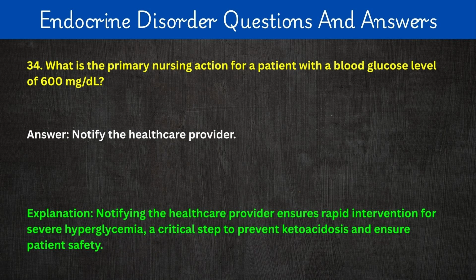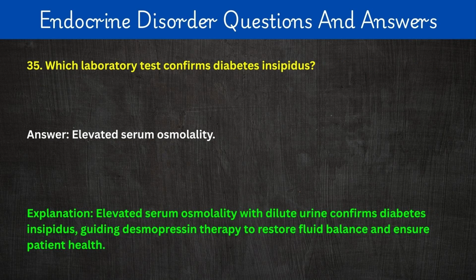34. What is the primary nursing action for a patient with a blood glucose level of 600 milligrams per deciliter? Answer: notify the healthcare provider. Explanation: notifying the healthcare provider ensures rapid intervention for severe hyperglycemia, a critical step to prevent ketoacidosis and ensure patient safety.